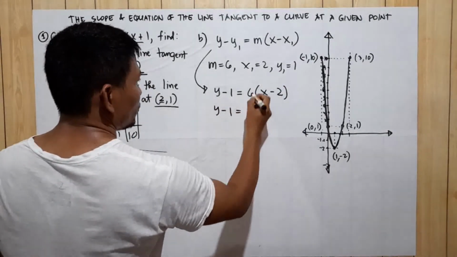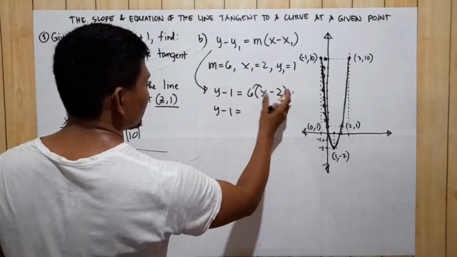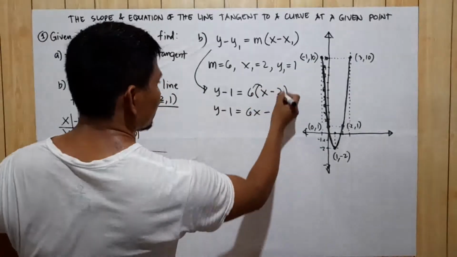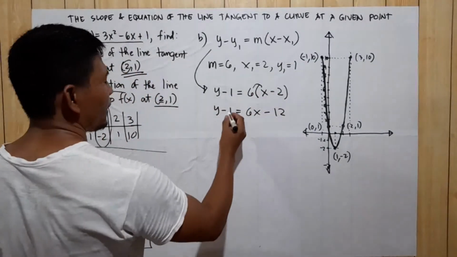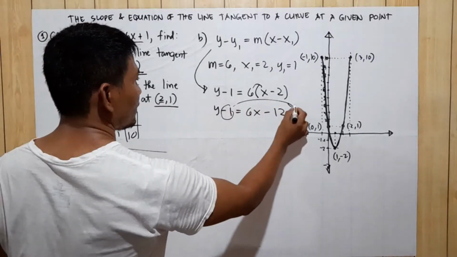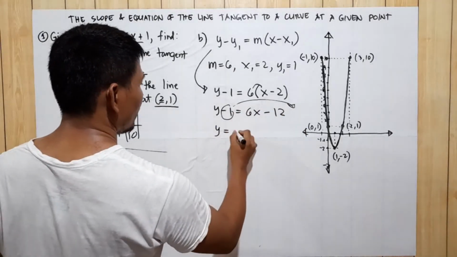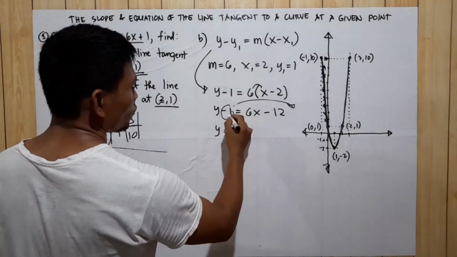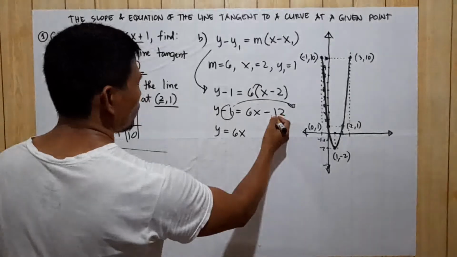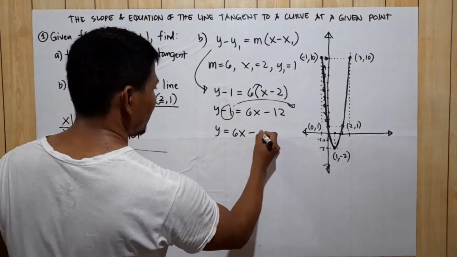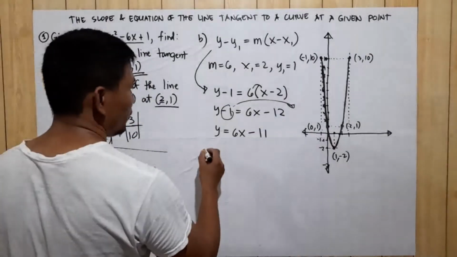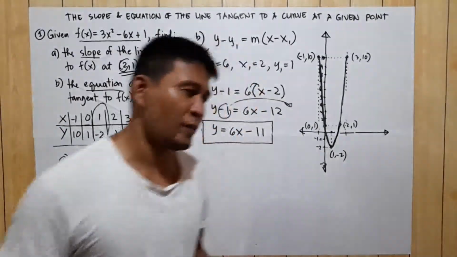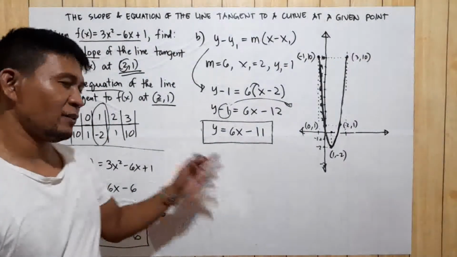Okay, y minus 1 is equal to, distributing 6 to the members inside the bracket, we have 6x minus 6 times 2 is 12. So, simplifying, pag nilipat po natin itong negative 1 sa kabila, magiging y na lang po siya. At sa kabila naman po, meron tayong 6x. Dapat minus 12, ngunit nilipat natin itong minus 1, magiging plus 1 po siya. So, 1 less itong negative 12 natin, magiging negative 11. So, ito po yung equation ng ating line.